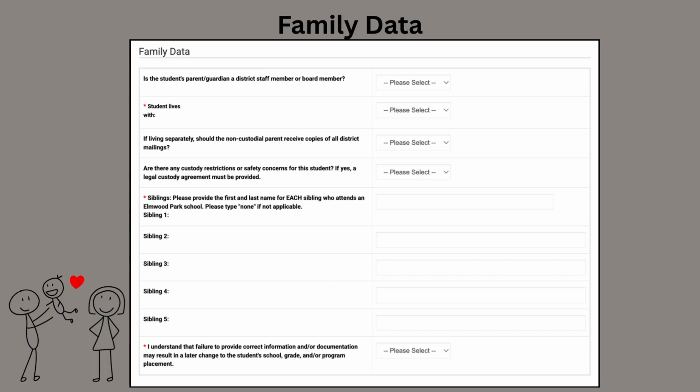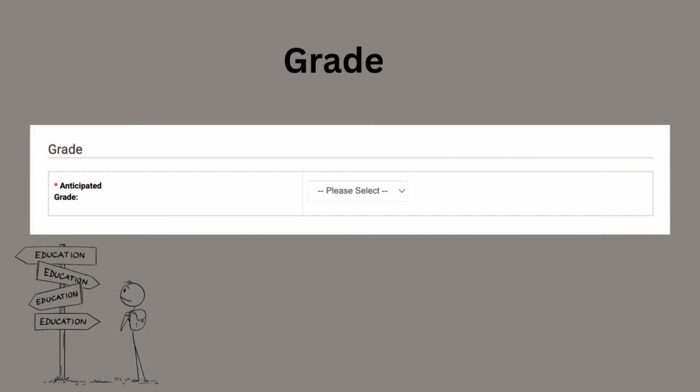The last question here says, I understand that failure to provide correct information and/or documentation may result in a later change to the student's school, grade, and/or program placement. Please be sure to answer all of the questions before moving on. For the question for grade, please select which is the anticipated grade for the student. Please note that after consideration, this may be adjusted.